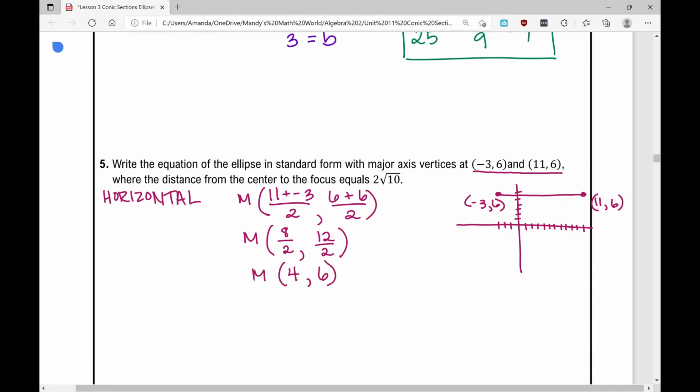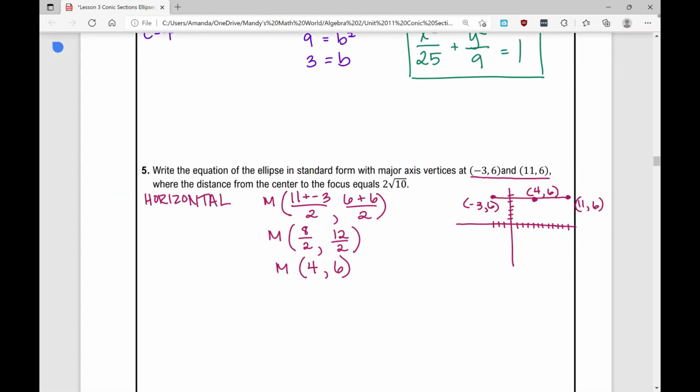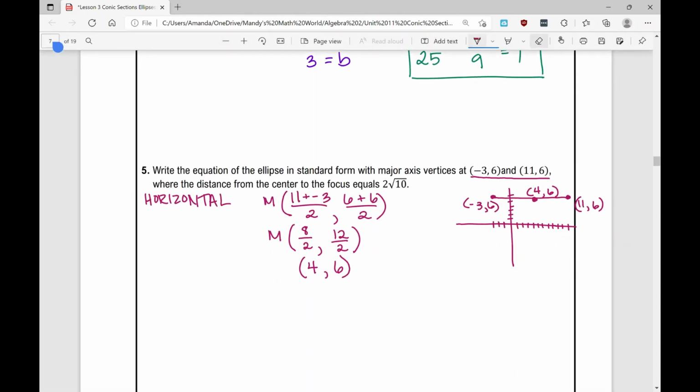Now, does that make sense? Okay, so 4, 6: 1, 2, 3, 4, and up 6. There is my center, 4, 6. And you can always check it. The distance from 4 to 11 is 7 units, and from 4 to -3 is also 7 units, the absolute value of the distance. So that makes sense that that is our midpoint. This is our HK, and I'll write it as such.